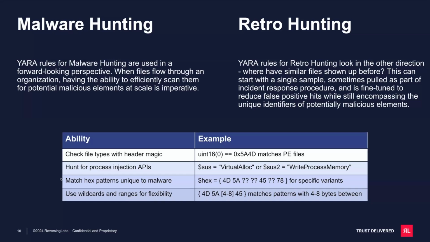In this case, it's MZ for the PE files. And this really helps to narrow down the scope, especially if you set it up in the very beginning of the conditions section of the YARA rule. Then looking for process injection APIs, for example, or just APIs in general.